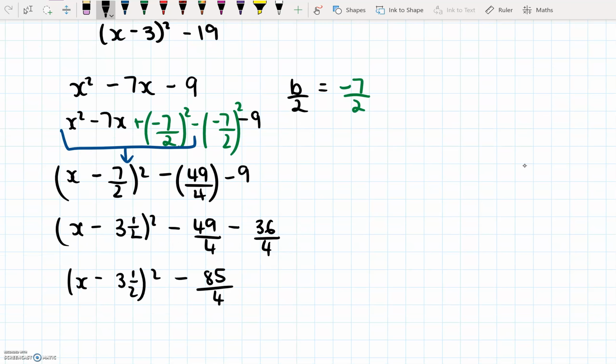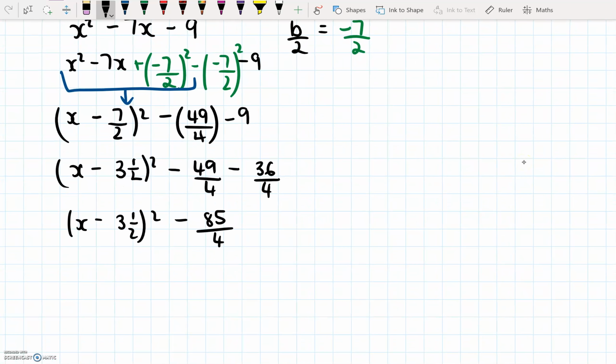And you can either leave the 85/4 like that, or we can change it to (x − 3.5)² − 21¼. And that's that.